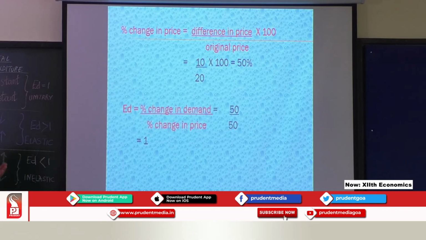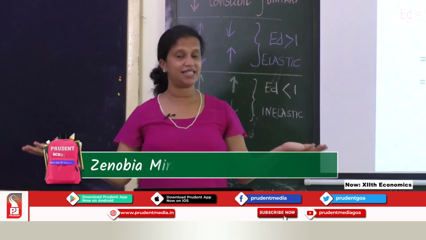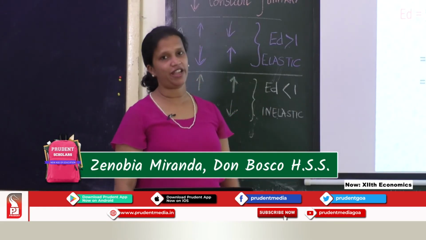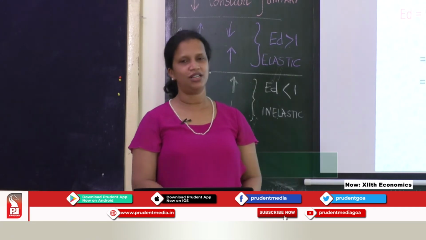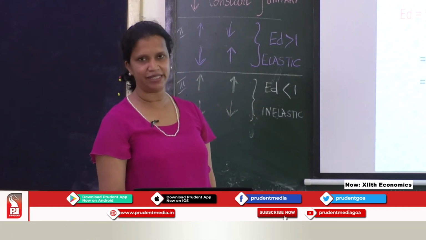So now I already have the percentage change in demand and the percentage change in price. I now replace it in the main formula, and what remains is 50% divided by 50%, which cancel out, and what do I get? ED is equal to 1. And ED equal to 1 corresponds to which particular type of elasticity? Unitary elastic demand. So now if you learn each of these 3 steps, you are easily able to solve any problems that you will get with respect to measurement of price elasticity of demand.